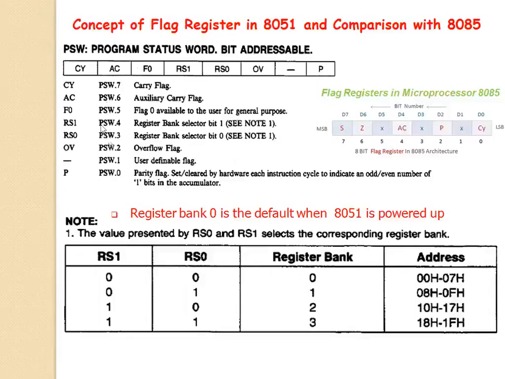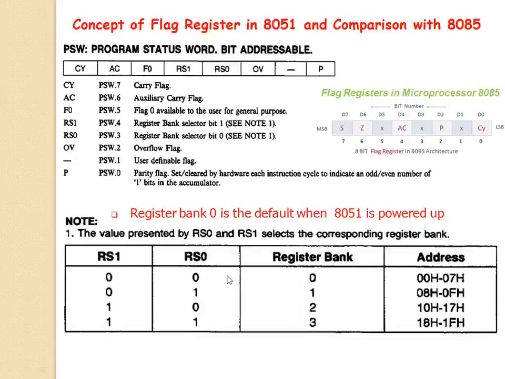Okay, that is program status word bit 4 and program status word bit 3. So register bank 0 is the default bank, because whenever we power up the 8051, the reset value is 0, 0. So register bank 0 will be selected by default.